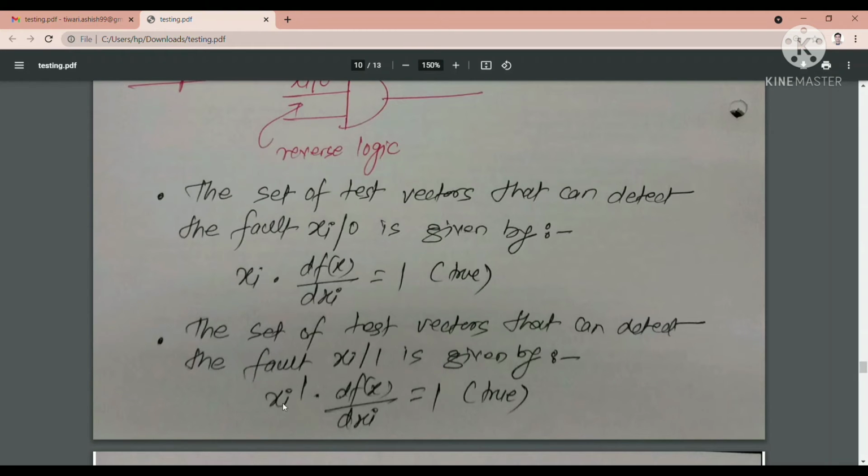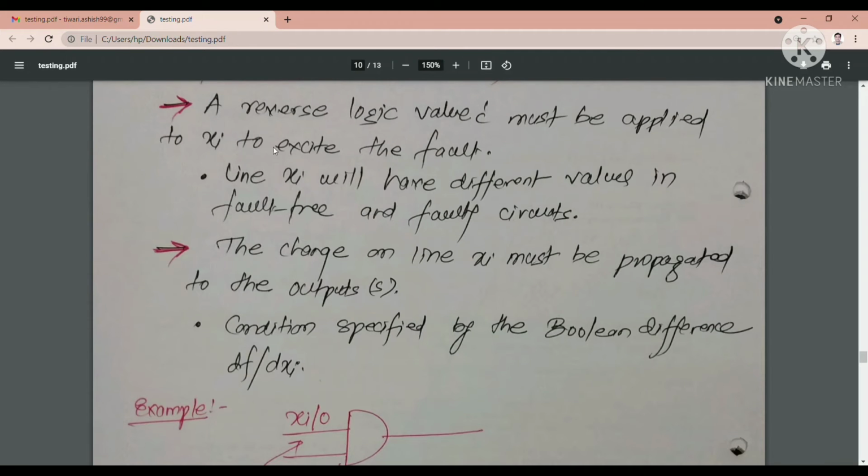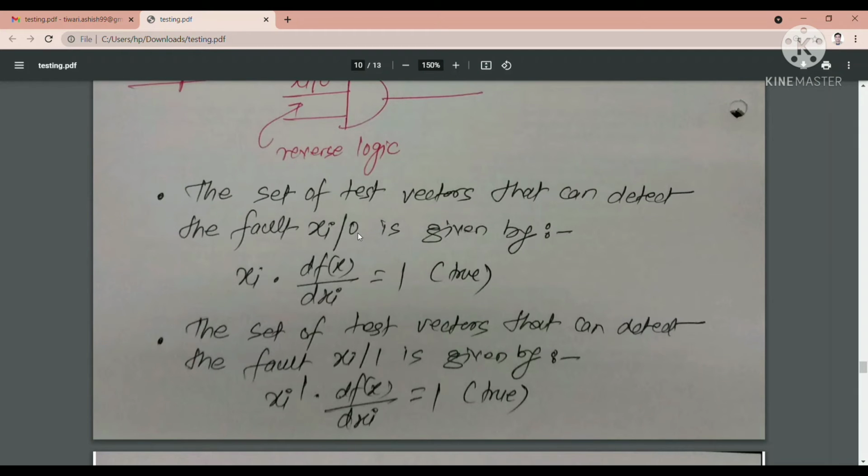Why am I taking xi bar? Here I am testing xi stuck at 0, and the logic we apply is the reverse logic, so xi means 1. The fault is xi stuck at 0, so 0, and here we apply the reverse logic 1. And where xi is stuck at 1, I apply xi bar, meaning logic 0. So what is the first condition? You have to apply the reverse logic in order to excite the fault at xi. In case of stuck at 0, we apply xi, and in case of stuck at 1, we apply xi bar.